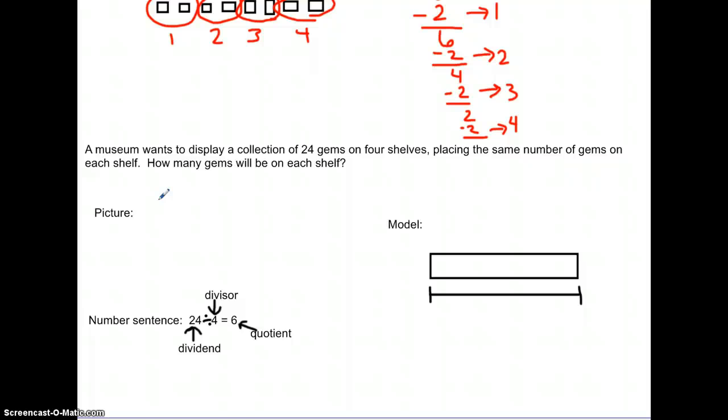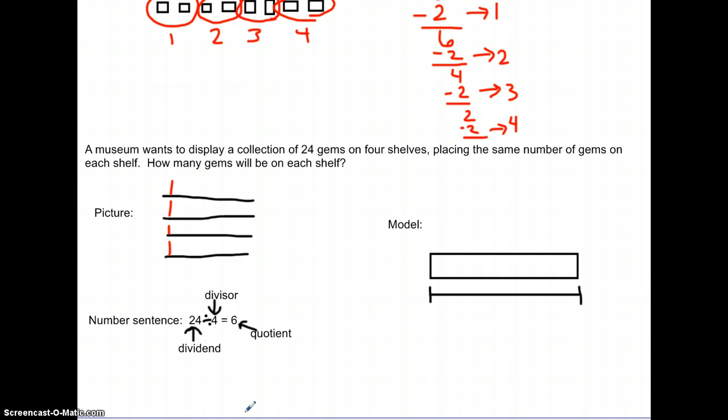Now I want you to draw a picture. Okay, we have 24 gems and they have to go on 4 shelves. So what Mrs. Johnston is going to do is draw 4 lines. There's shelf 1, shelf 2, shelf 3, and shelf 4. Okay, we want the same number on each shelf. Well, we know we have to get to 24. So to get to 24, there's a gem. 1, 2, 3, 4.